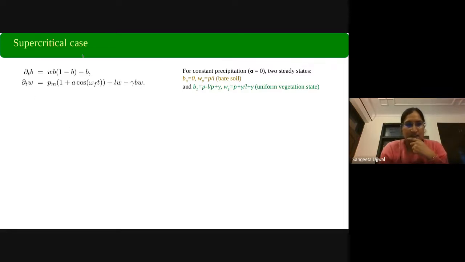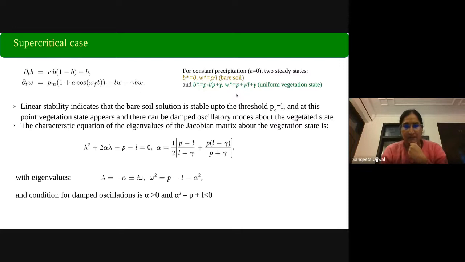So in this case, this equation has two solutions. One corresponds to the bare soil solution, B equals zero. And the other corresponds to the uniform vegetation solution. This is easy to calculate. We can also arrive at the condition where we can have these oscillatory modes. One can write the Jacobian for these equations, and from the Jacobian, the characteristic equation about the vegetated state, and this will give us the condition to obtain the oscillatory modes.